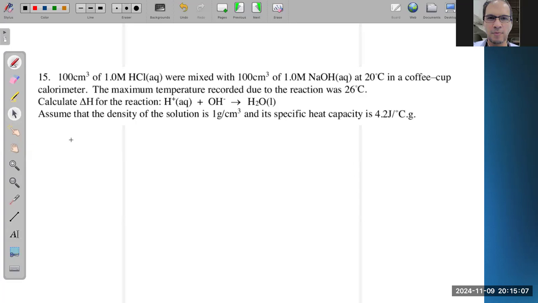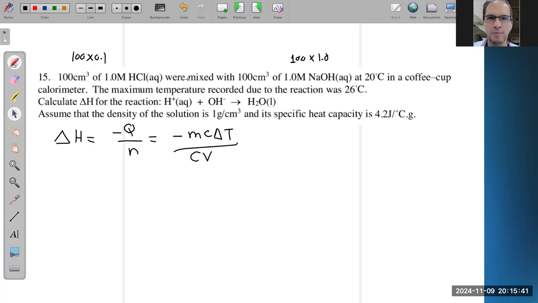In this reaction, I have delta H is equal to negative Q over n. Q again is equal to negative mC delta T over the number of moles, which is C multiplied by V. As remember before, when you mix two solutions, the n is equal to the C multiplied by V for the limiting reagent. If they have the same number of moles, then I will choose any of them. And I can see I have the same number of moles because here I'm multiplying 100 by 1, and here is also 100 by 1. So I have the same number of moles in both of them, so you can just choose any of them. There is no limiting and excess.